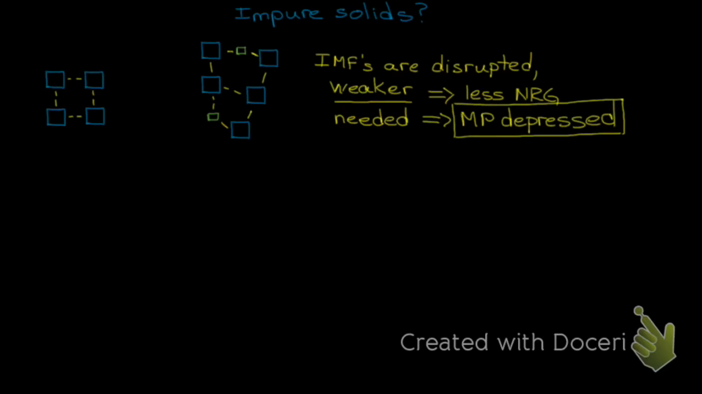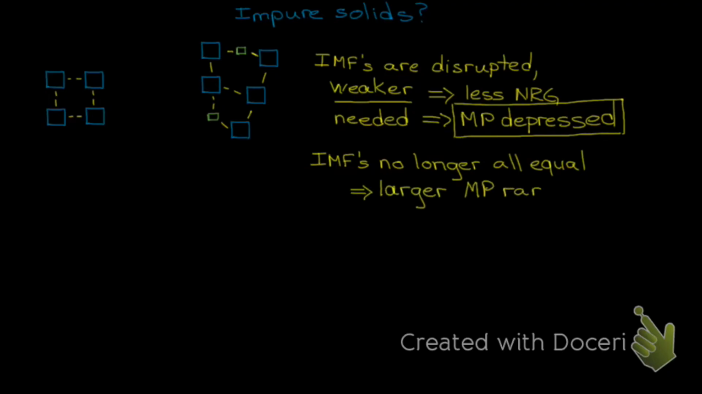So now we start to see that the solid will melt at a lower temperature value. The other thing that we see is the intermolecular forces are not all the same. So some of those are able to be broken at a lower temperature than others. So what this does is also broaden the melting point range.